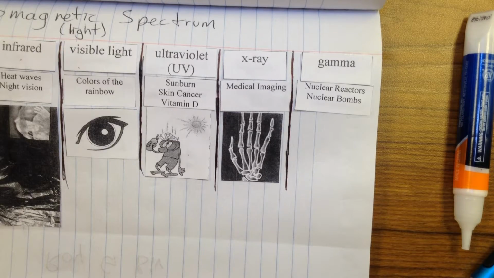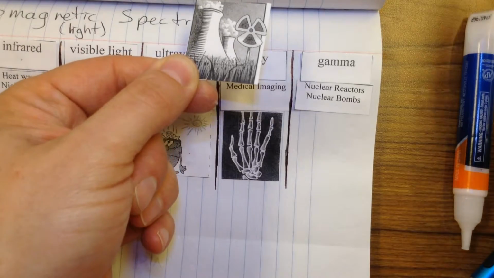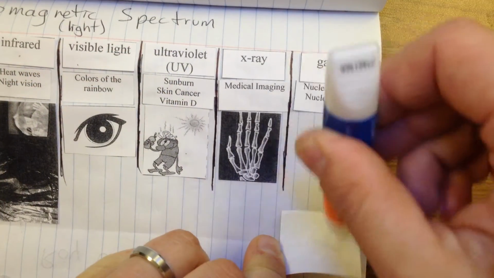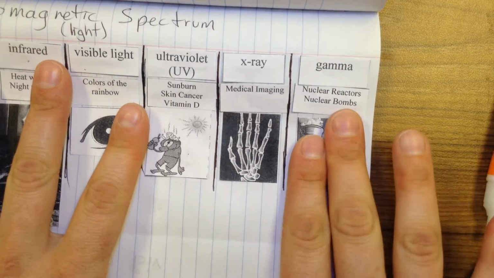Okay? So, that right there, the picture, what is that a picture of? Nuclear power plant. Okay? So go ahead and glue that in.